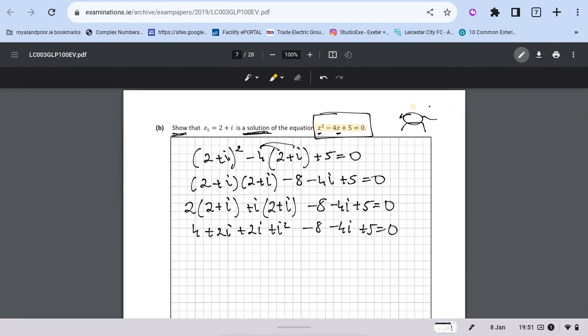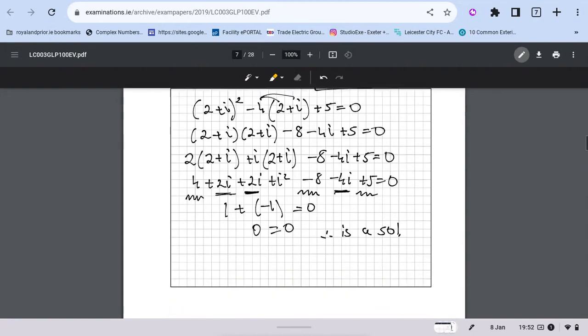And anywhere you see i squared, you're going to sub in -1. I might do a wee bit of tidying up as well as I go, maybe with my i's. 2i and 2i is 4i. 4i minus 4i is nothing. Here I have 4 minus 8 is minus 4, plus 5 is 1, and then I've got my i squared. I know it says show that it is a solution, so I'll work out 0 is equal to 0. Therefore, it is a solution. So if it is a solution, one side of the equation will always equal the other side. So even if I made a wee mistake here, write in that it is equal to 0, and someone marking it mightn't cop on.